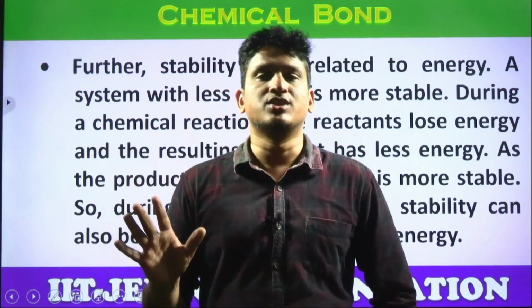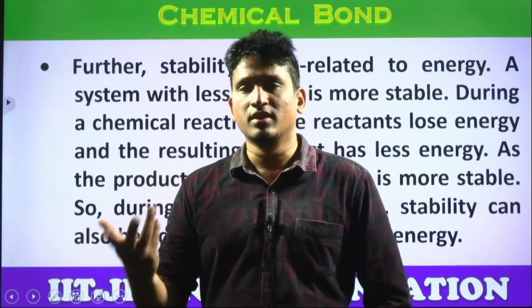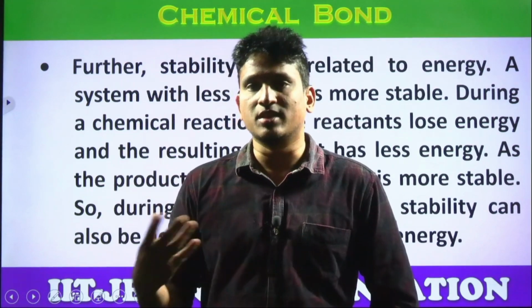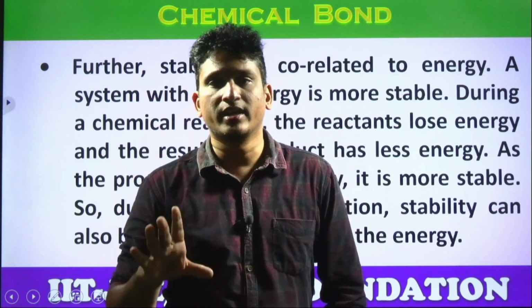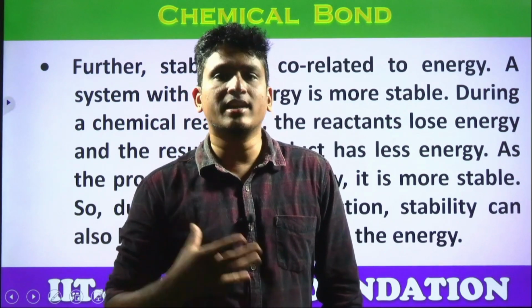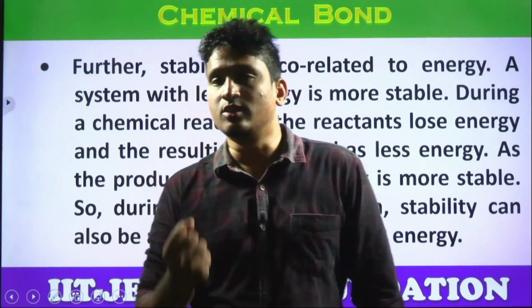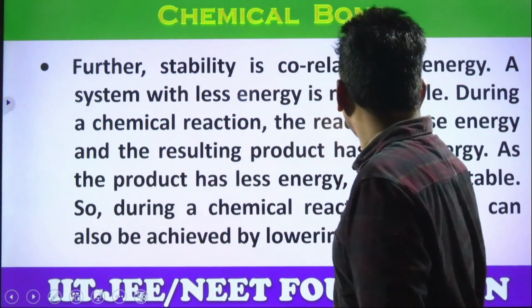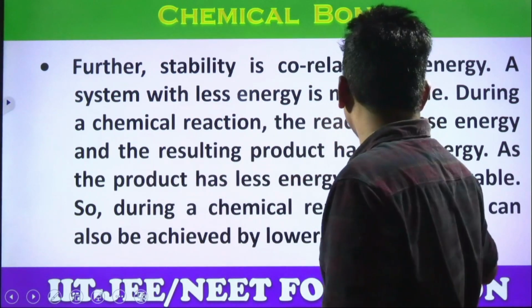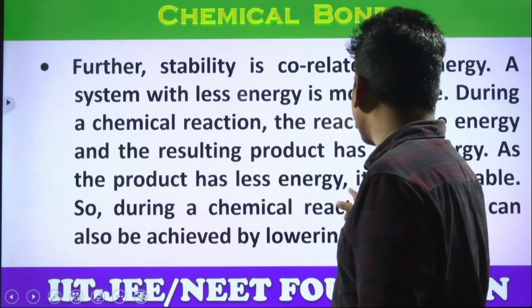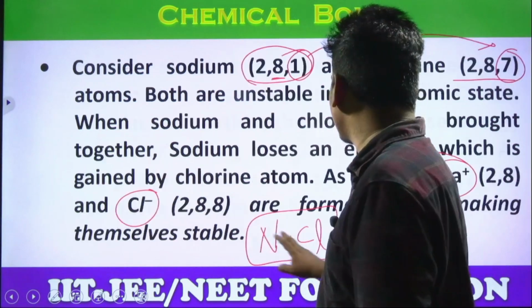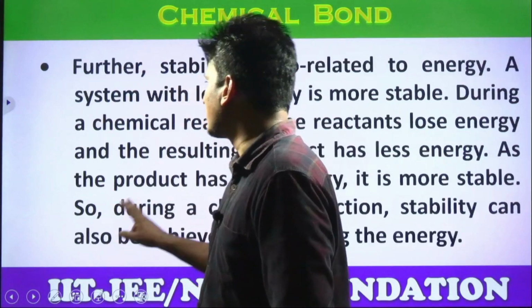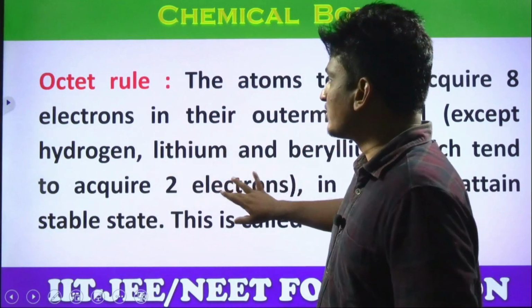So during chemical bond formation in general, these elements lose a particular amount of energy in order to form the most stable state. In order to get the most stable state, energy is also one of the main reasons. Not only these configurations, but in order to get into the most stable form, they should lose some energy. So the reactants lose energy and the resulting products have less energy. As the product has less energy, it is more stable. During a chemical reaction, stability is also achieved by lowering the energies. Right? Got the clarity?